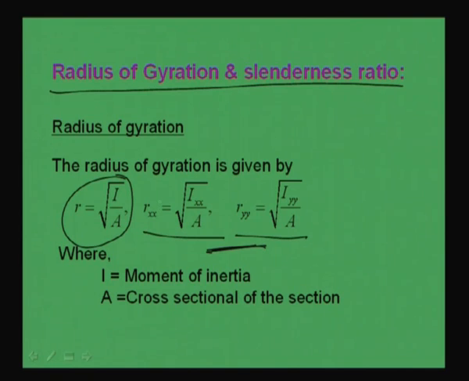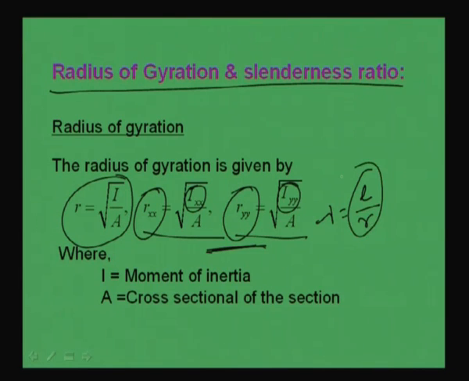So, we will find out what is r_xx value and what is r_yy value, or basically I_xx value and I_yy value, and minimum of that we will consider for finding out the slenderness ratio. And slenderness ratio, we know, is nothing but L by r, length by radius of gyration, right. And maximum slenderness ratio will be L by r minimum, and for maximum slenderness ratio you will get minimum strength. As the slenderness ratio increases, the strength is going to decrease.